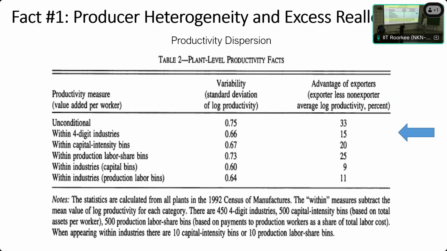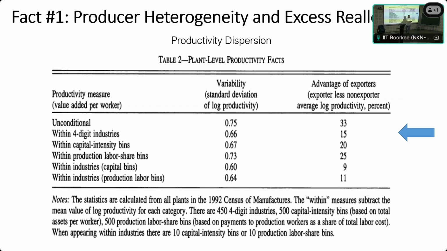And it's for the US. This is for the US data set, manufacturing plants. Even within the exporters, you can see this is exporter versus non-exporter, there's a 15% difference. This is huge. This is unconditional when you're conditioning. And the productivity measured is the value added divided by the number of workers. Value added is sales minus raw materials, that's the standard definition of value added. So you can see huge variation, whatever we do. Even within the same capital intensity, the firms which use a similar set of capital intensity, the variability is 67%. This is a huge difference. Even in the production labor share, it's about 73%.